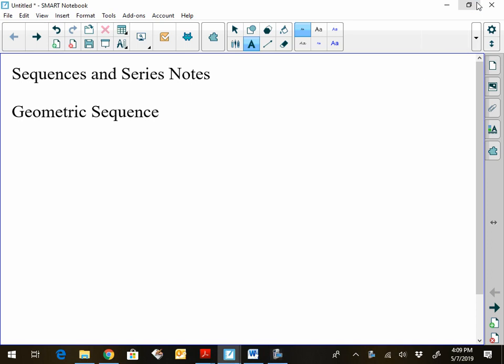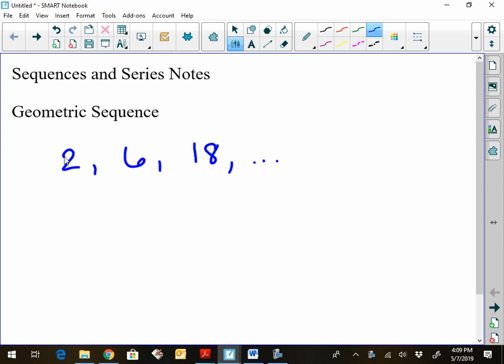All right, we are going to look at a geometric sequence, and a geometric sequence is different than an arithmetic sequence. So here's an example of one. If we have 2, 6, 18, and so on. The ... tells us that this is infinite, and we notice that there's something different than with an arithmetic sequence from the last time.